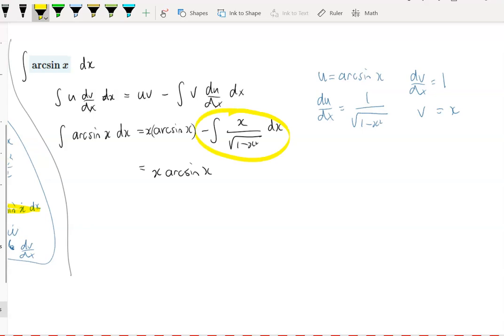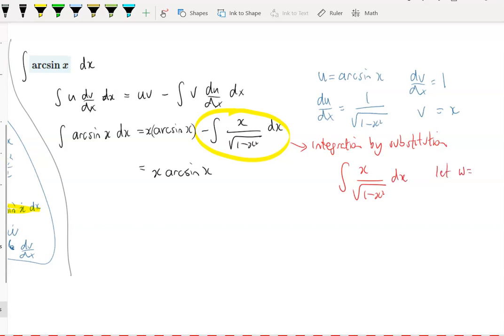So if we're going to integrate this, we're going to use another method that we've learned earlier: integration by substitution. Okay, so we're going to integrate by substitution. So let's come over and do that. The integral of x over the square root of 1 minus x squared dx. Let's pick a different variable.